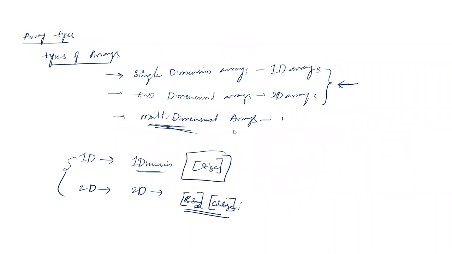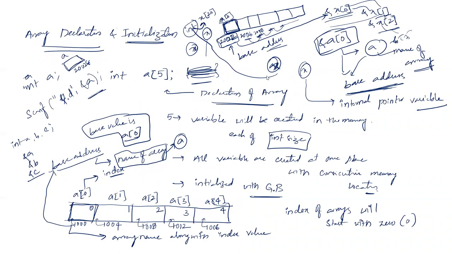Types of arrays: single dimension or 1D array, 2D array, and multi-dimensional array. What is a single dimensional array? What we are discussing now is called a single dimensional array. We have multi-dimensional arrays, but we don't have them in the syllabus. In the syllabus we have only two-dimensional array and one-dimensional array. We'll discuss the two-dimensional array in a later class.